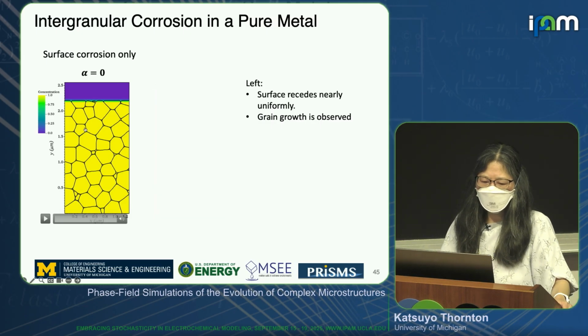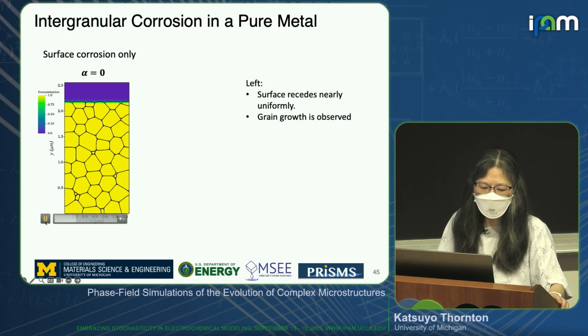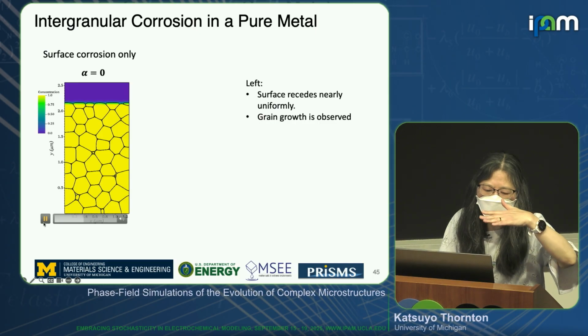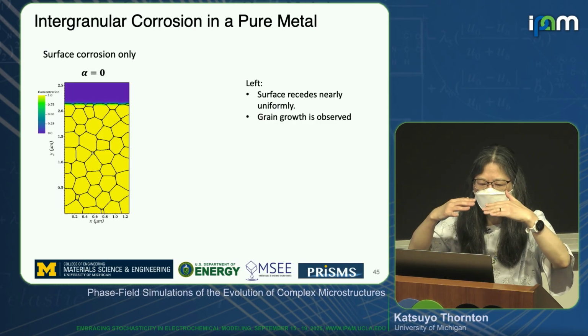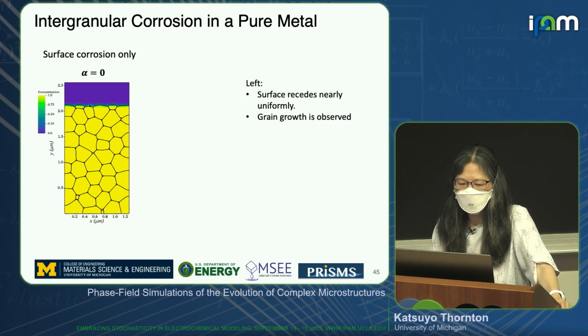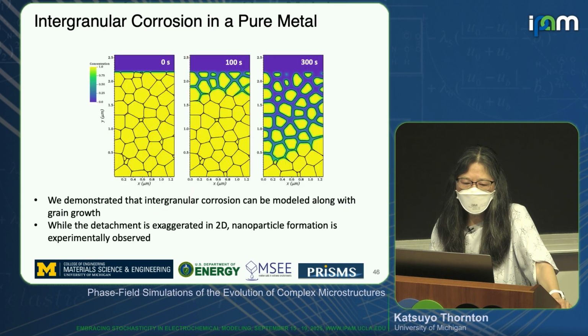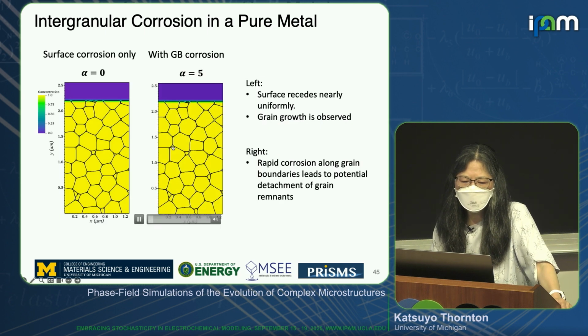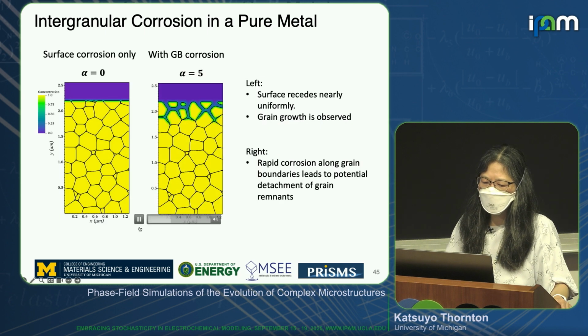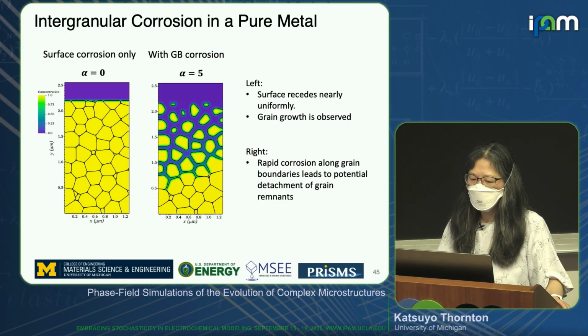Left side here is the surface corrosion only, and it's running, it's slow, but it's a flat, gradual corrosion. So this is just one single metal, and the grain growth is observed. Right side is with grain boundary diffusion, and it's going to be more rapid because we actually enhance the rate there.